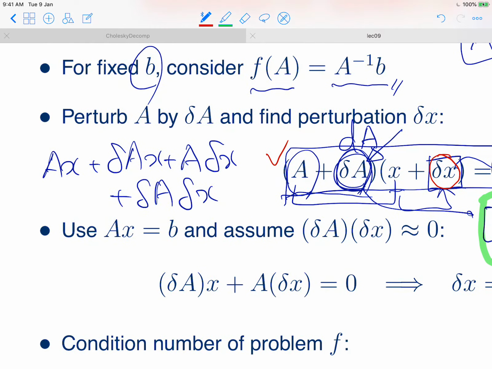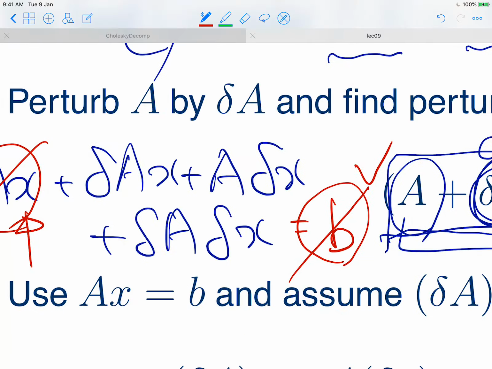Then it is still b, right? If we think of the pre-perturbed version of A and x, it should satisfy this b. So we can cancel this out, and then in general, let's think of the scale of A, x, delta A, and delta x.